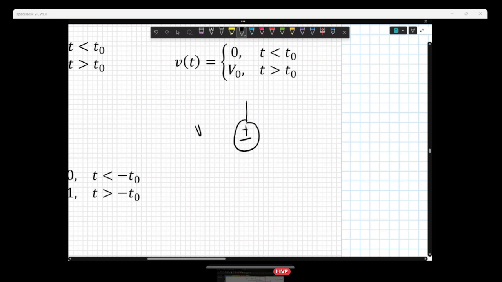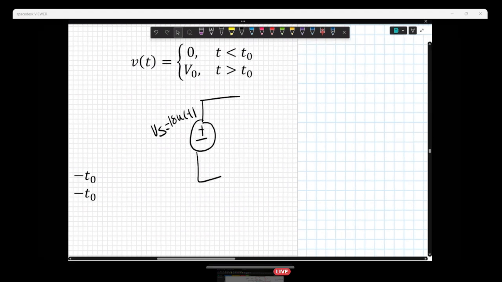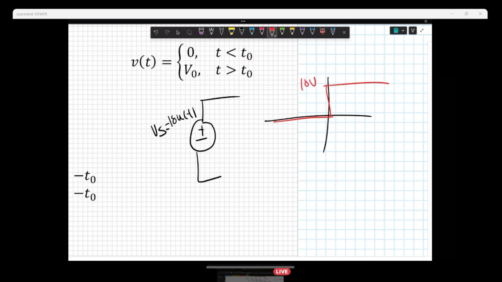So this is minus Vs, right? Vs is 18u. That means you're going to have this. It's going to be sloppy because I'm running fast. That's fine. It's like this, right? This is going to be 18 volts. Yeah, 18u(t). And for anyone wondering, this is example number 6 on homework 2.